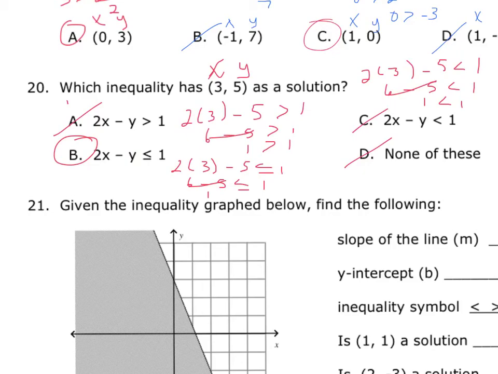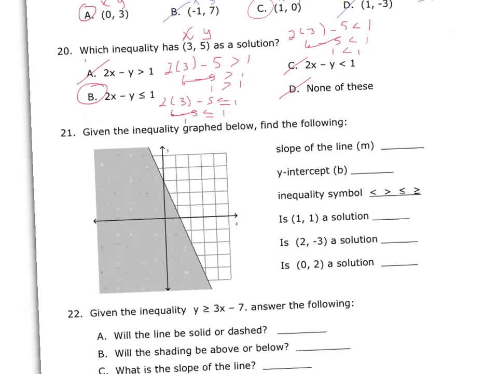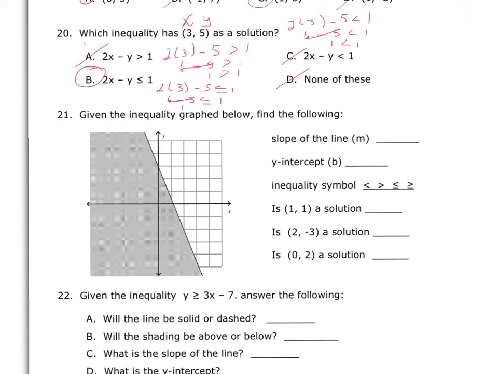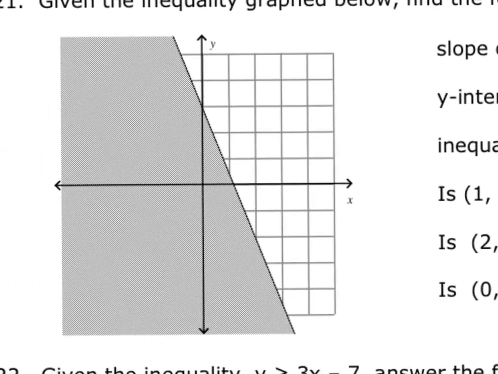21. Given the inequality graph below, find the following. We need to find the slope, the y-intercept, what symbol we're going to use, and then are those 3 points solutions. Okay. So the slope of the line, I'm going to go ahead and figure that out by finding 2 points. I like this point here, and the next point that crosses at whole numbers would be here. So we're moving down 1, 2, 3, 4, 5 units. So it's down 5 and over 2.